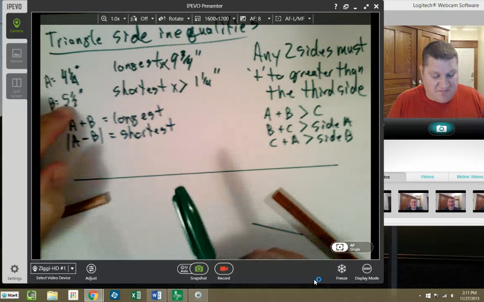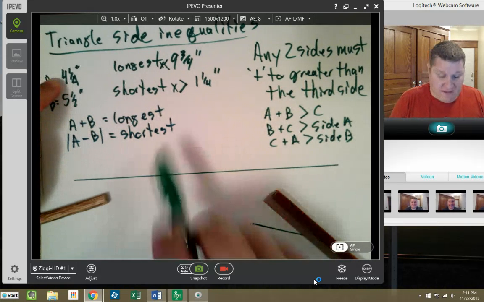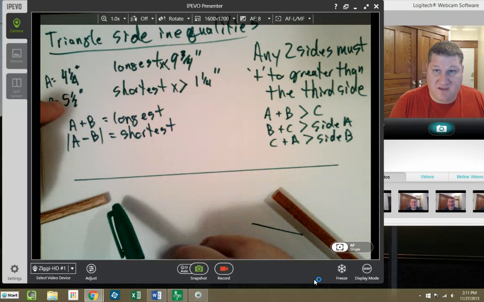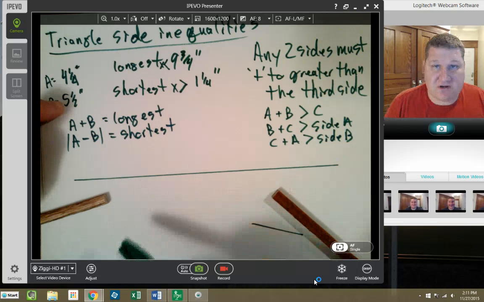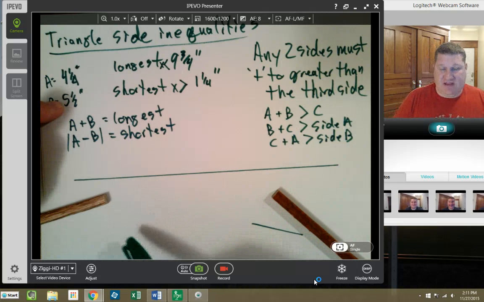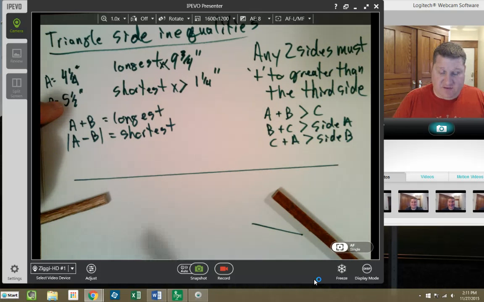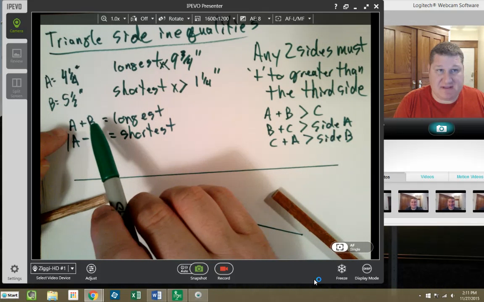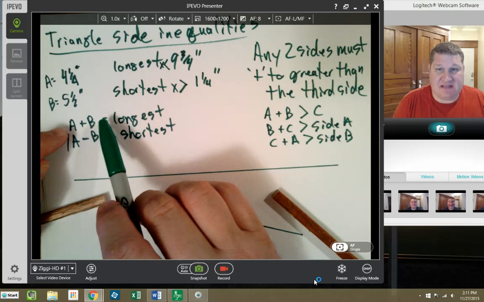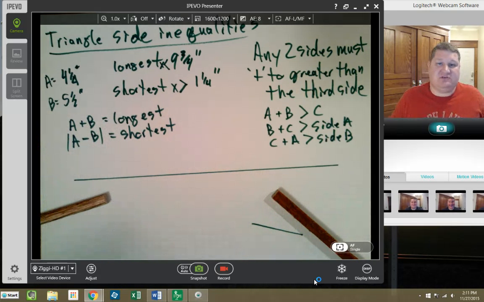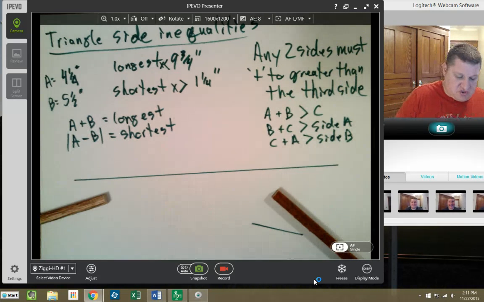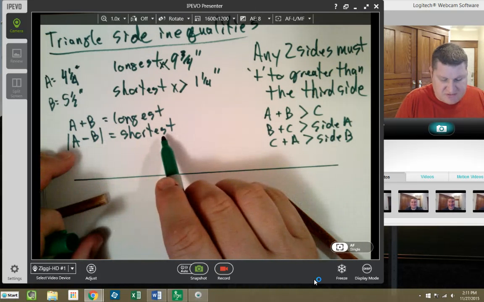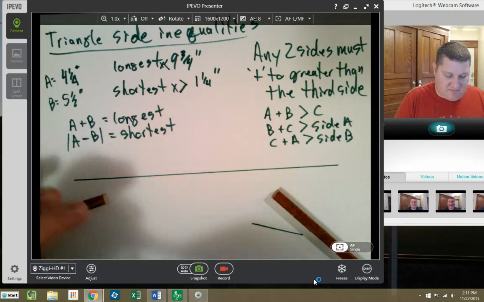Because if I take 5.5 minus 4.25, that gives me 1.25. But if I take 4.25 minus 5.25, that gives me negative 1.25. So since we can't have negative distance, we simply take the absolute value. Now, we're never worried about absolute value on A plus B, because in A plus B, it's two positive sides, and you're always going to get a third positive number. So the longest side is always found by adding, the shortest side is always found by subtracting and making sure you have the absolute value.